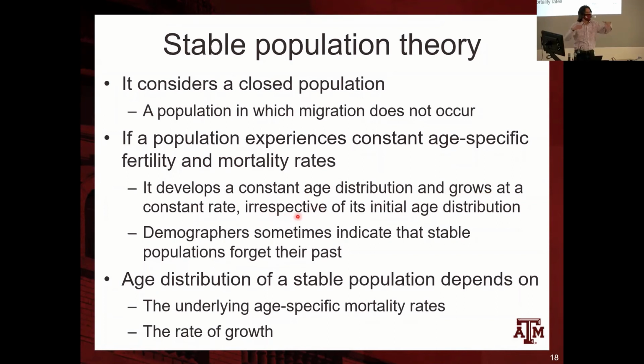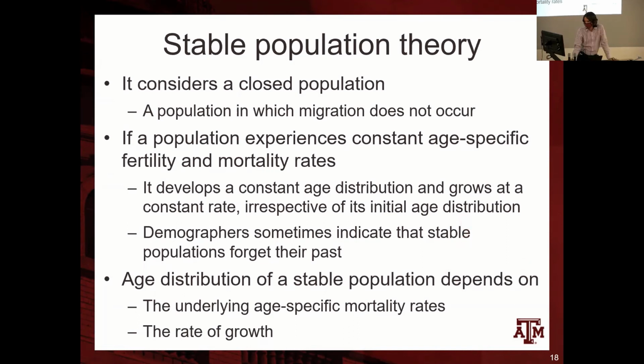And it doesn't matter how the original age distribution was. If you reach this level of fertility and mortality by age, and it doesn't vary as much, with those rates by age groups, you have an idea of how your society is going to be in the next decades. And demographers sometimes indicate that stable populations forget their past, in the sense that it doesn't matter how the age distribution was. If you have this level of fertility and mortality in the society right now, by age group, not varying too much, and it stays like that for the next decades, I already know how the age-sex distribution is going to be for that population.